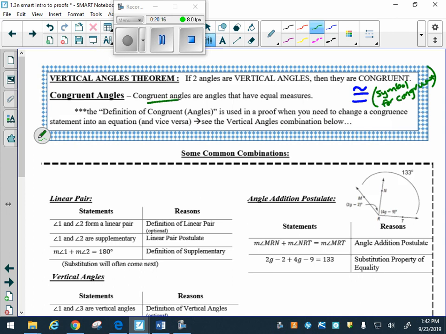We can't say that objects are equal. You can't say an angle equals an angle. You can say the measure of that angle equals the measure of the other angle. But you can't say the object itself is equal. I can't say I am equal to my sister. That doesn't make sense. You could say my height is equal to her height. You could say my weight is equal to her weight. You could say my age is equal to her age. Anything that's numerical, you could say are equal. But things cannot be equal, right?